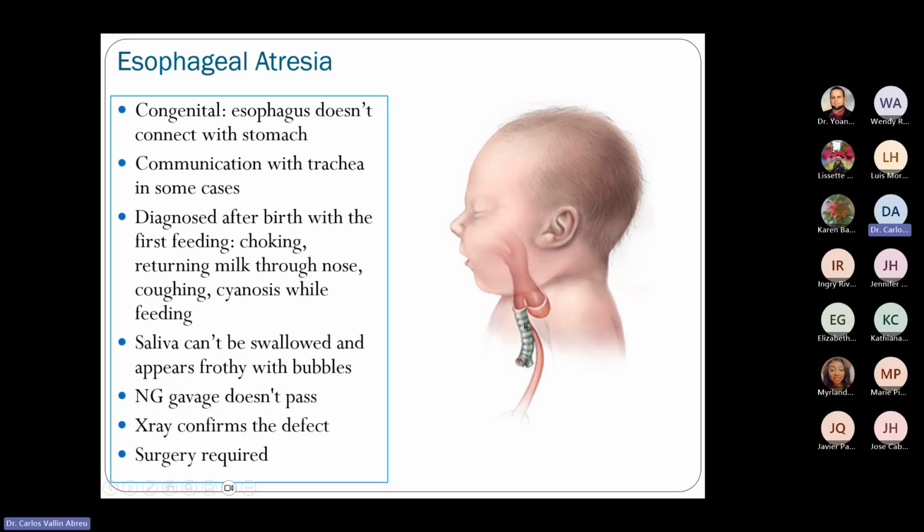Notice that here is the trachea, and this is the cul-de-sac. So when the milk arrives here, it returns through the nose, but it can also produce choking of the child. The saliva cannot be swallowed, cannot go to the stomach, and frequently the child generates a foamy saliva coming out. And of course, it requires surgery. So NPO and surgery.